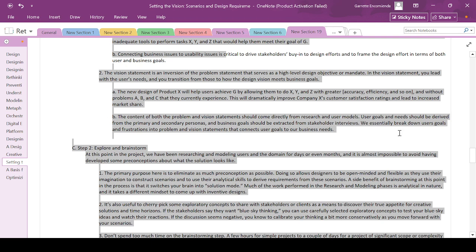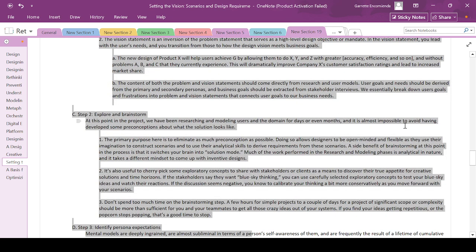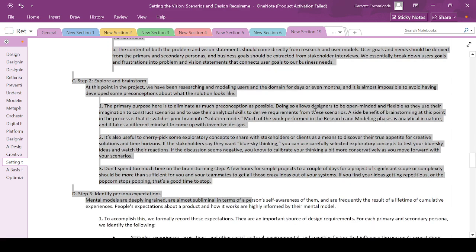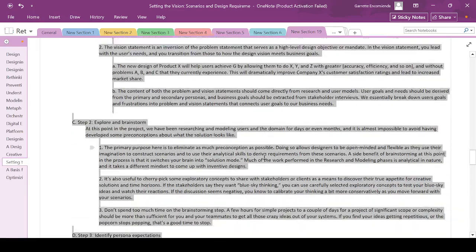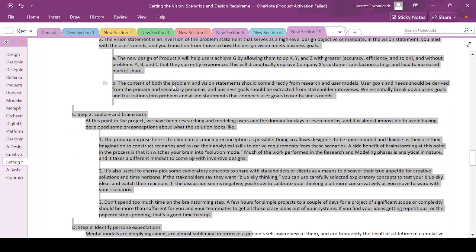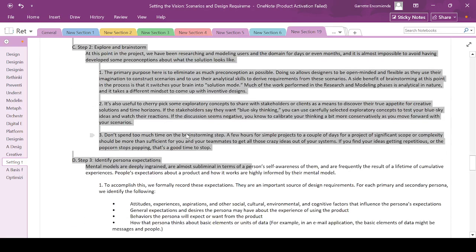We essentially break down user goals and frustrations into problem and vision statements that connect user goals to our business needs. So these statements serve as a communication tool that helps us bridge these user goals to our business needs. Now, step 2, explore and brainstorm.